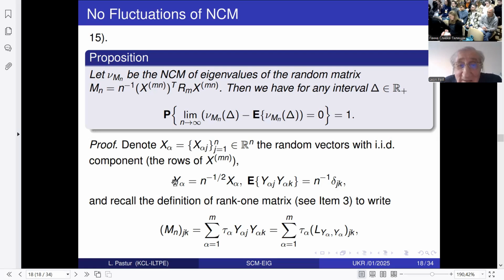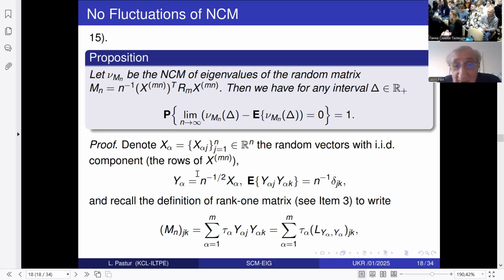Yes. And I would like to normalize them in that way because of this normalization. What does it mean? That I pass from x to x divided by the square root. And this is a column of that matrix y alpha, and we can easily check that the components of that row are independent and normalized in that way.